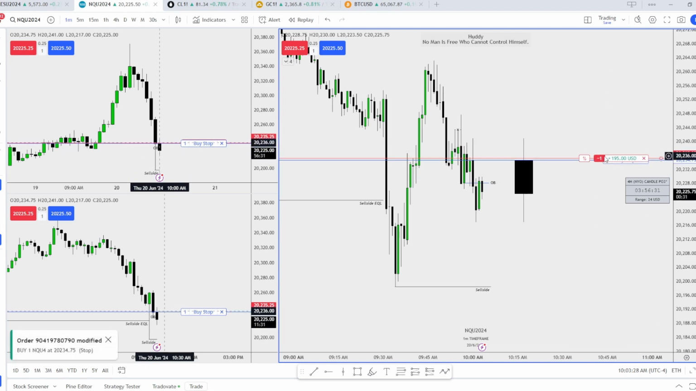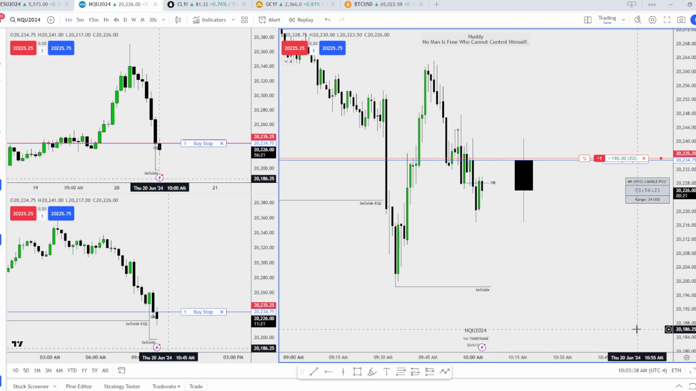And I think I should be going to the 30-second here in a second, because you always want to manage your trade on your entry time frame, right? My entry time frame on this was the 30-second, so I need to be managing it on the 30-second.